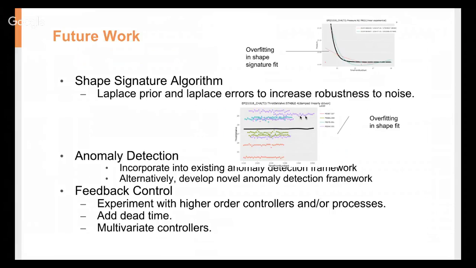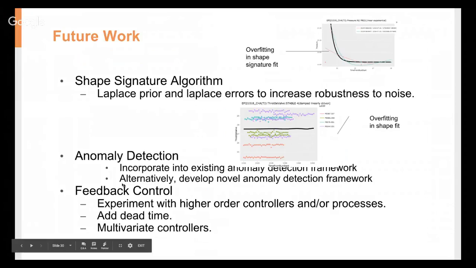For anomaly detection, as we mentioned before, I would like to incorporate this into an anomaly detection framework where you actually can change the normal model of operation given enough anomalies back to back. Then that can be developed as a novel framework or plugged into one that already exists.